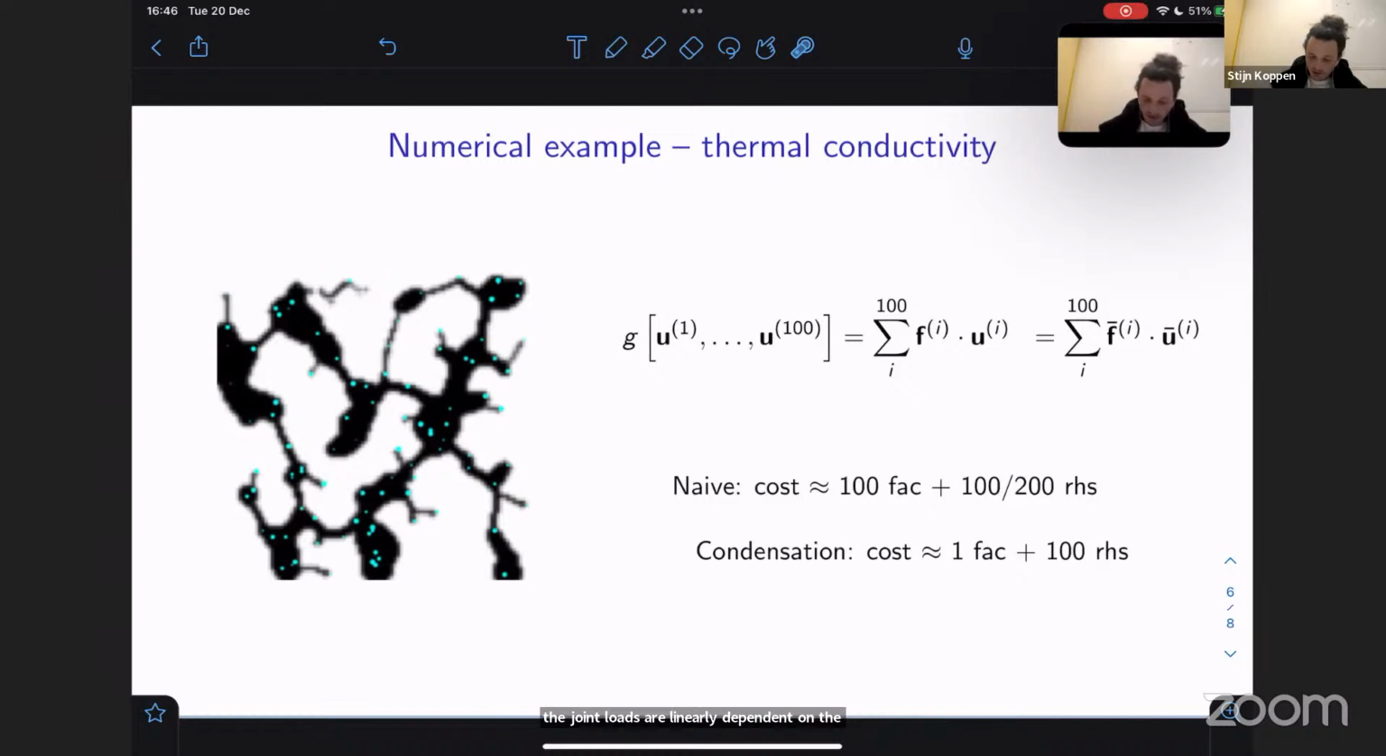Now, if you apply condensation, so you first make a reduced order model of all these 100 points, that will cost you 1 factorization and 100 right-hand sides. But then if you have the reduced order model, the rest is basically for free. So you can expect for such a type of problem a gain of 100.